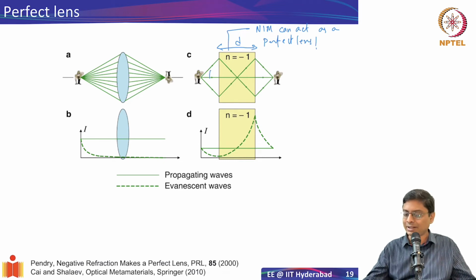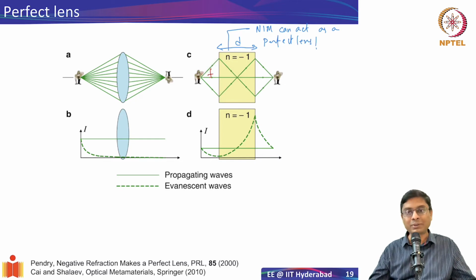At a distance F, I'll place this. If I place an object here close to that, you can actually do ray tracing and see that the rays will travel in this fashion. The moment they hit this positive and negative index material interface, they bend backwards, and similarly this bends backwards, and the waves are focused in the negative index medium.